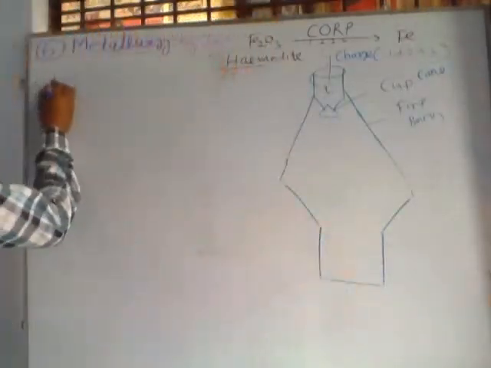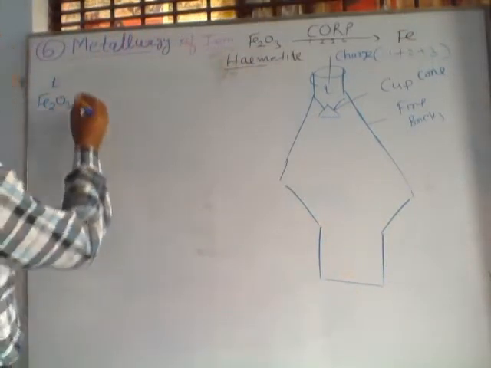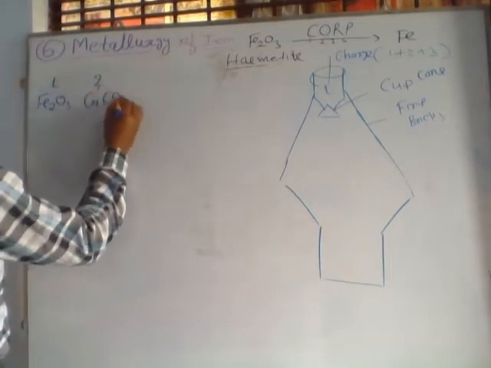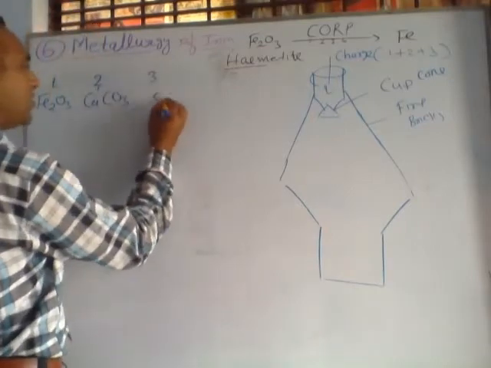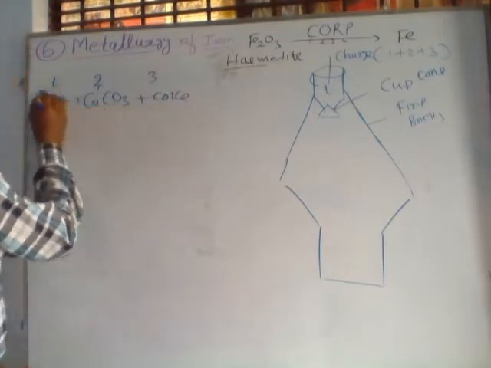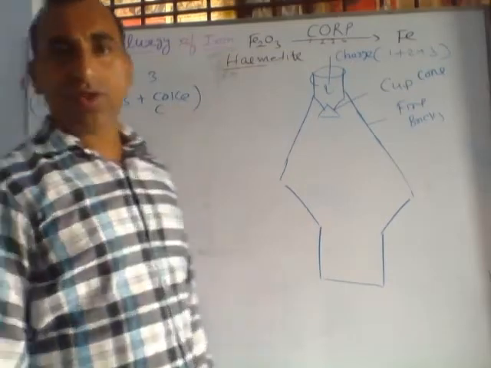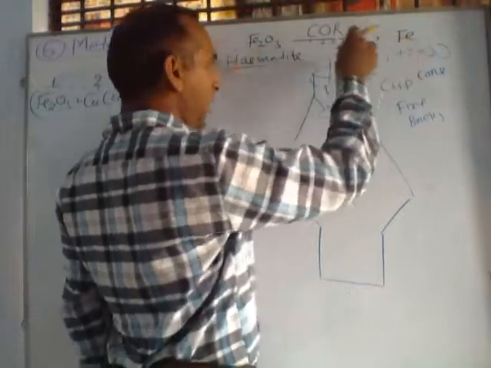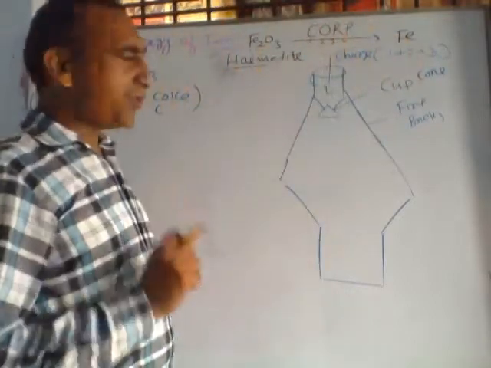What are these three objects? Listen. One is ore, the ore is Fe2O3, that is hematite. Second is calcium carbonate, called limestone. And third is C, coke. So these three, carbon in the form of coke, limestone and ore, we mix and call the charge, fed from the top side. This is called the cup cone system.